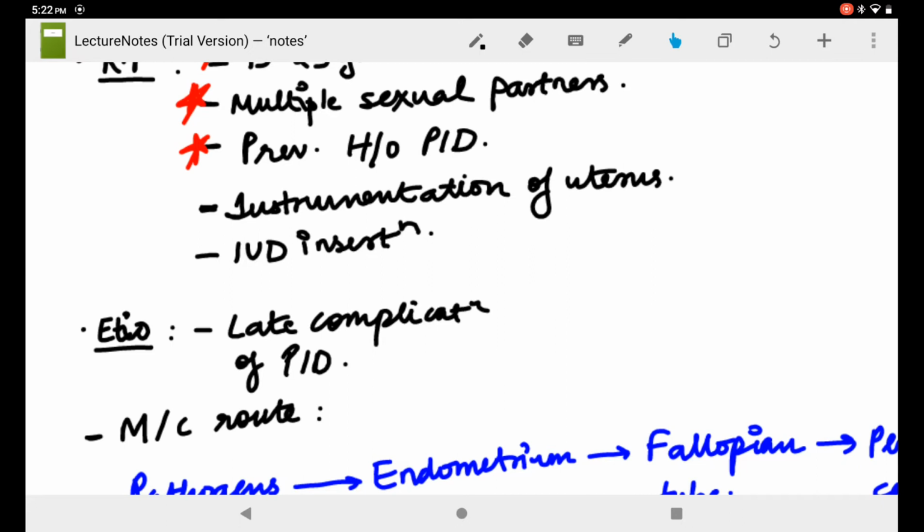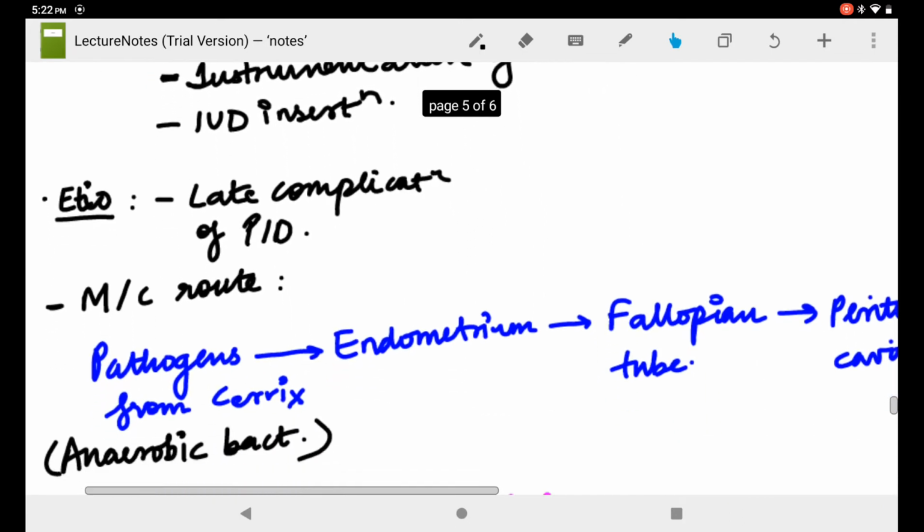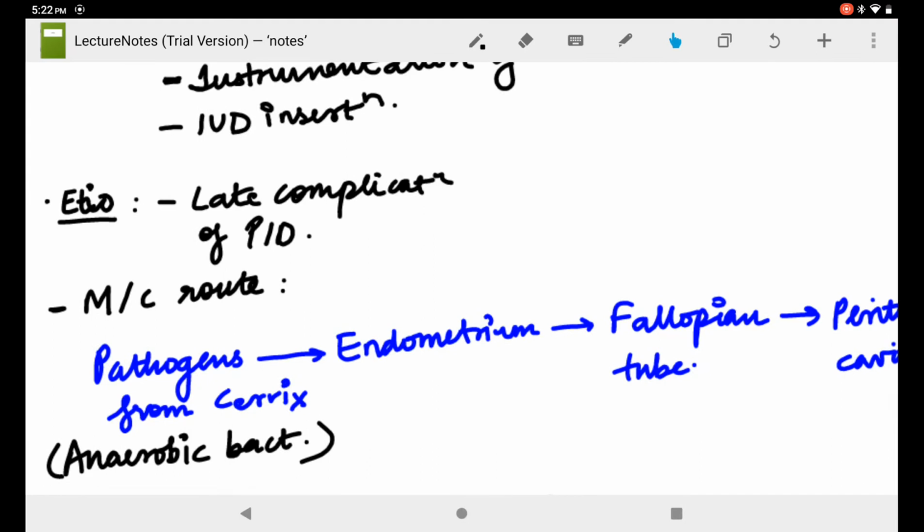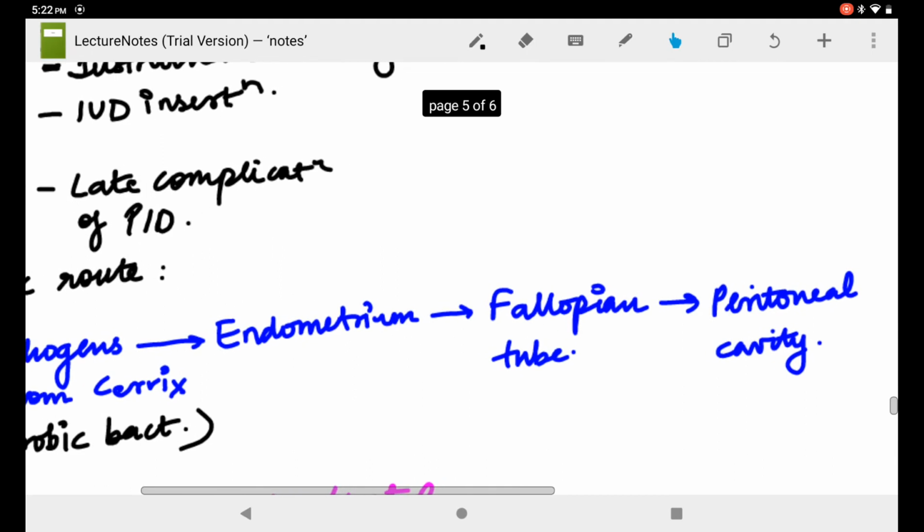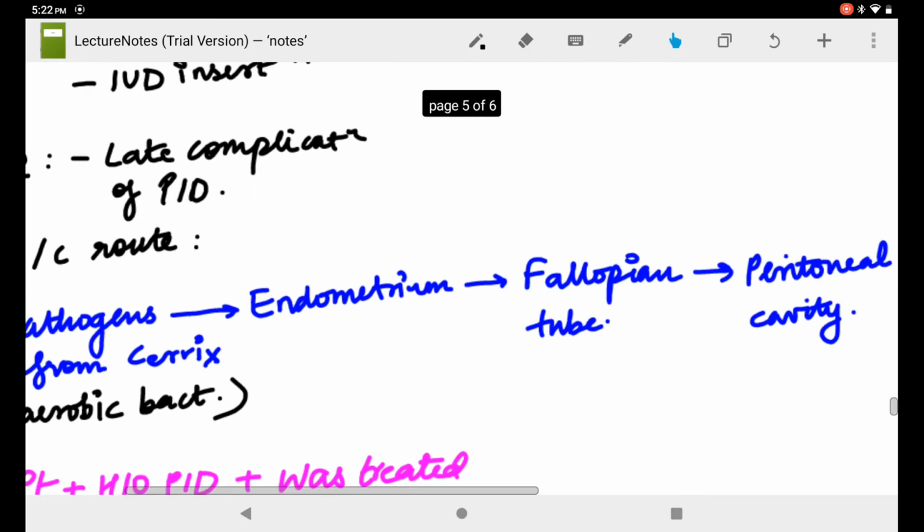Now the etiology behind the abscess. It is a late complication of PID, and the most common route is that the pathogens from the cervix, that is usually the anaerobic bacteria which usually cause cervicitis, pass on to the endometrium. From the endometrium, they can pass on to the fallopian tube and then the peritoneal cavity and form a mass.